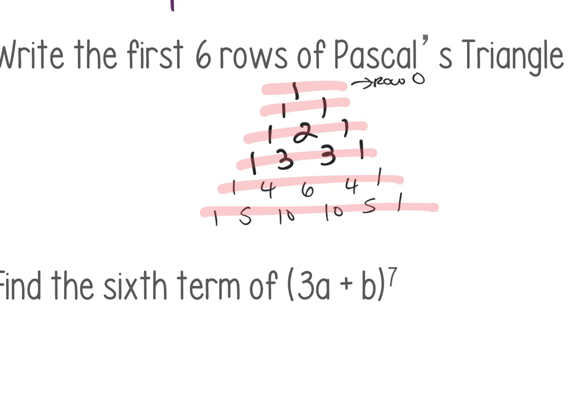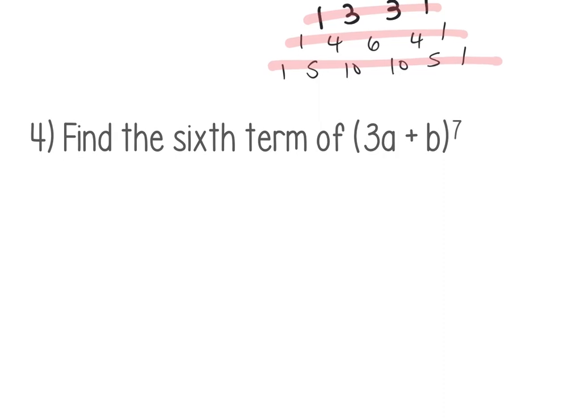Yeah, if you count them, there's 6 rows, but it wouldn't be the 6th row, okay? All right, so then 4 says find the 6th term of (3a + b) to the 7th.